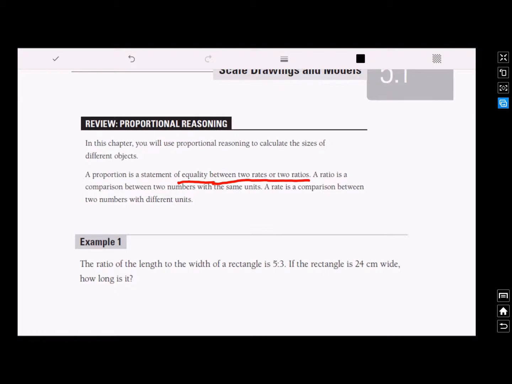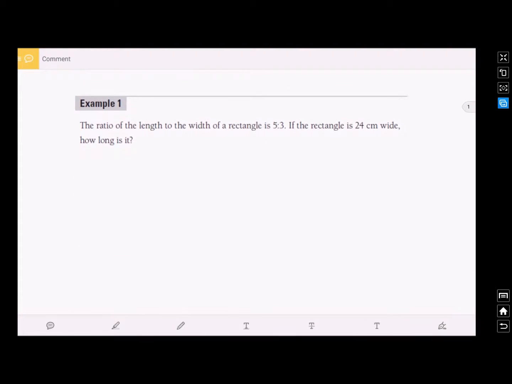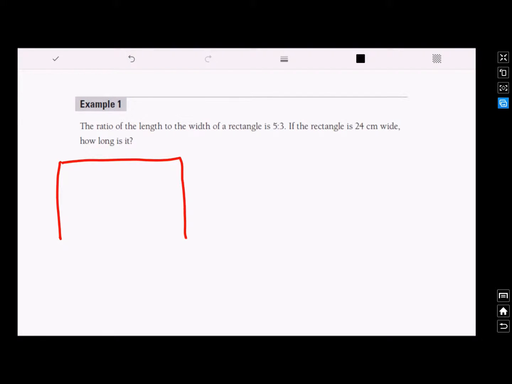So let's do the first example. Okay. The ratio of the length to the width of a rectangle is 5 to 3. So that's if I have a rectangle like this, then the ratio of the length to the width is 5 to 3, so the basic rectangle would look like this, 5 to 3. Okay, now let's say I add a new rectangle. So I want to make another rectangle with the same ratio, but I want the rectangle to be slightly bigger.